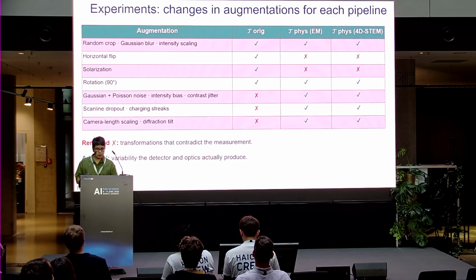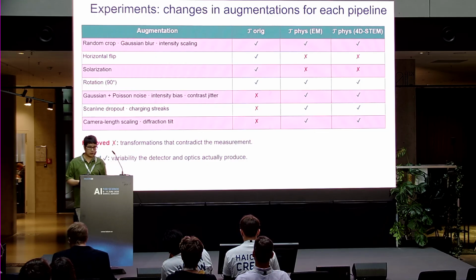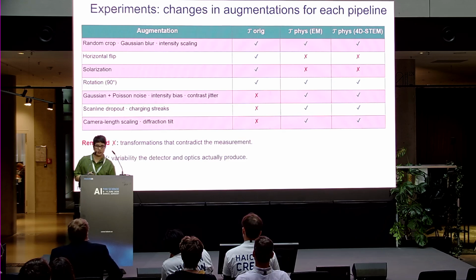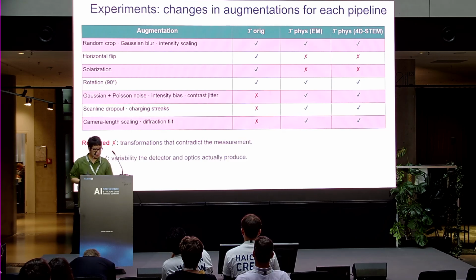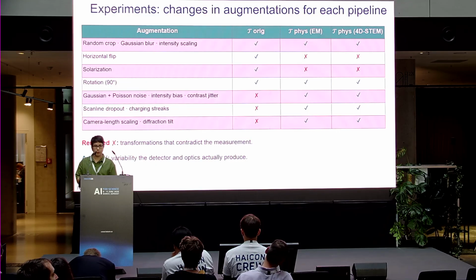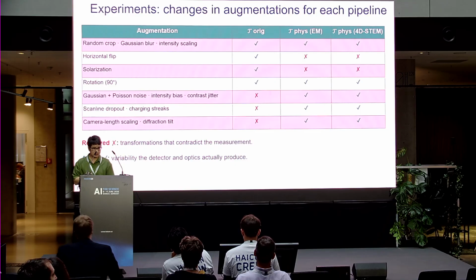And then we do the physics-aligned augmentations pre-training, for real space electron microscopy, and for the STEM, so reciprocal space. So we show which augmentations we remove and which augmentations we add that encode the physics behind those operations.